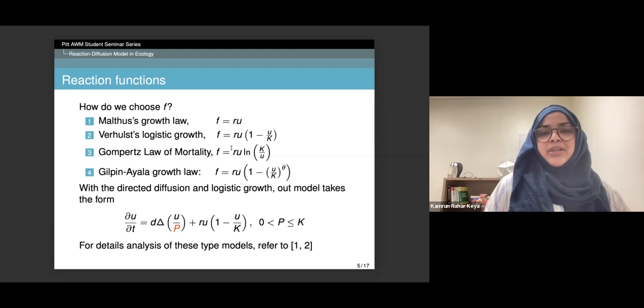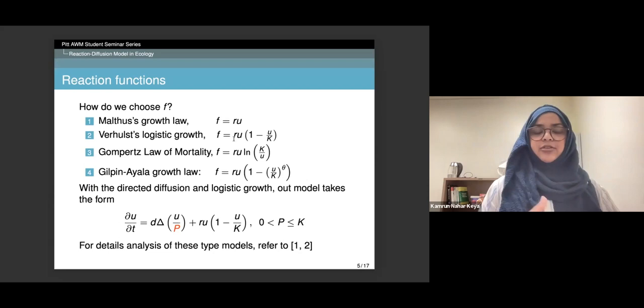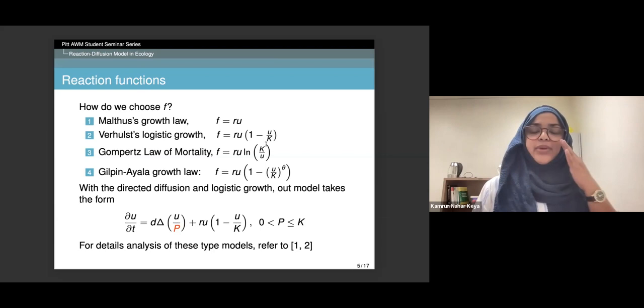The second famous one is Verhulst's logistic growth model. Here the growth will increase or decrease depending not only on the birth rate or death rate, but also on the capacity of the environment; the carrying capacity comes in here.